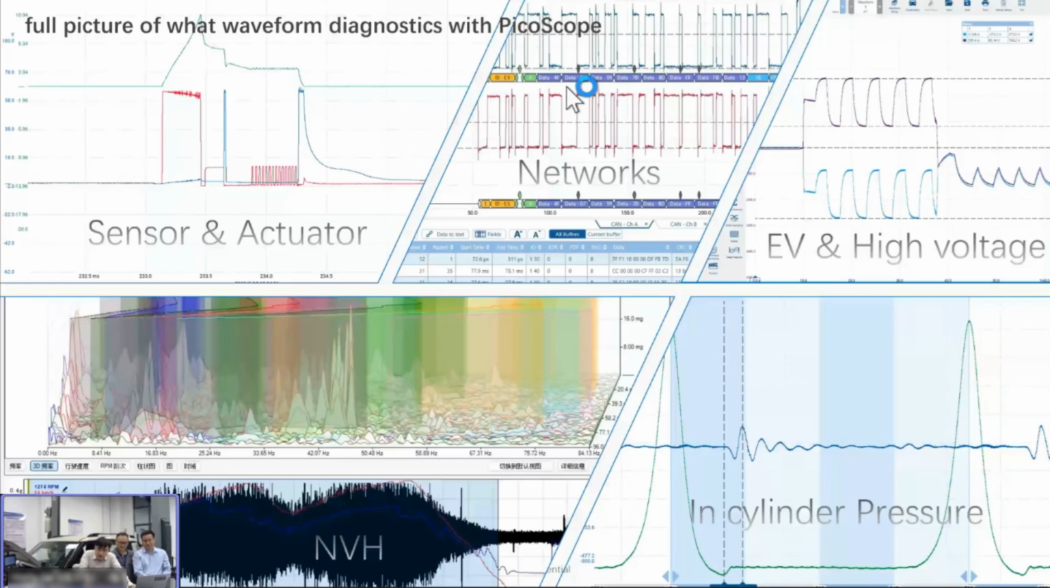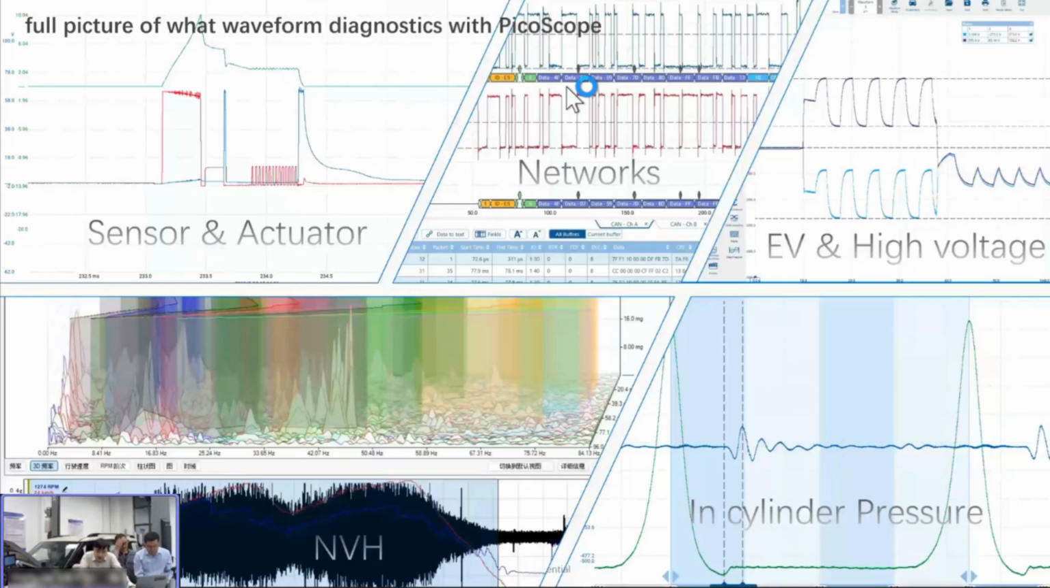The second area is the network bus. PicoScope doesn't just show you the raw voltage waveform on the bus. I think you have some feeling about that. We just did that today. It can also decode the bus data in real time, overlaid directly on the waveform. So you can see the physical layer and read the actual message content at the same time. That's extremely useful for fault analysis.